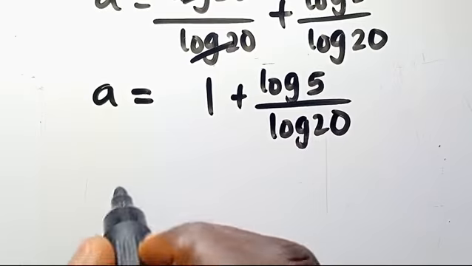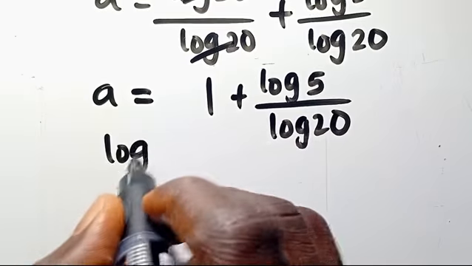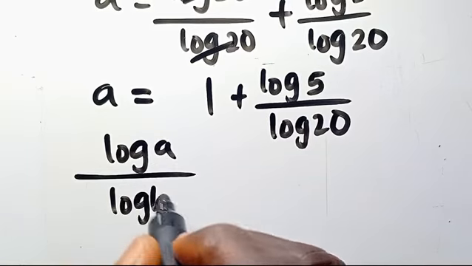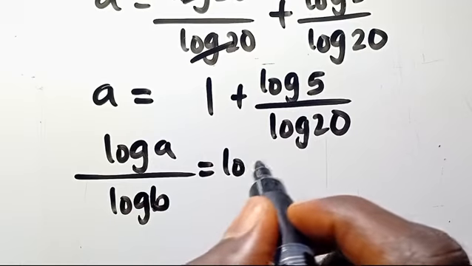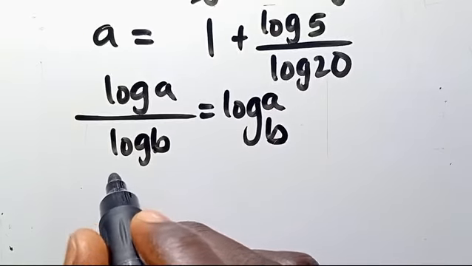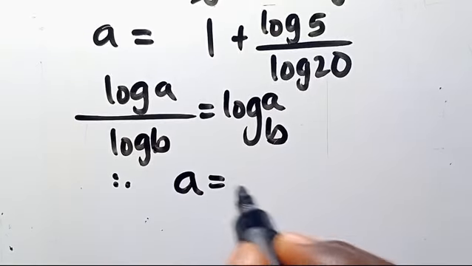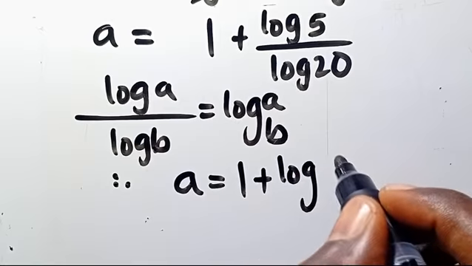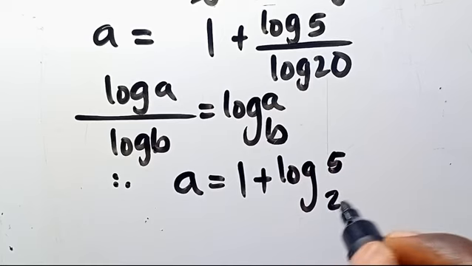So let us recall when you have log a over log b equals log a in base b. So therefore we have a equals 1 plus log 5 in base 20.